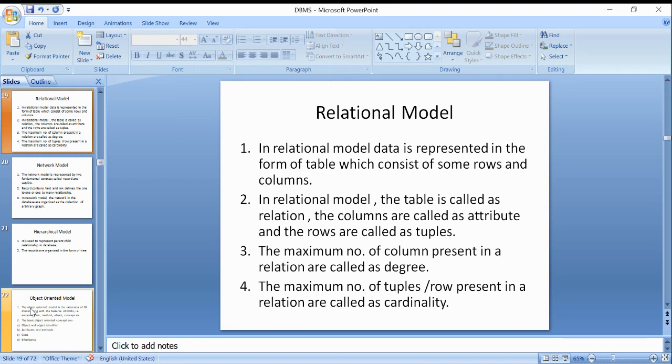Now coming to the second, relational model. In relational model, data is represented in the form of table which consists of some rows and columns. In relational model, the table is known as relation, the columns are called as attribute and the rows are called as tuples. The maximum number of columns present in the relation are called as degree. The maximum number of tuples or rows present in the relation are called as cardinality.